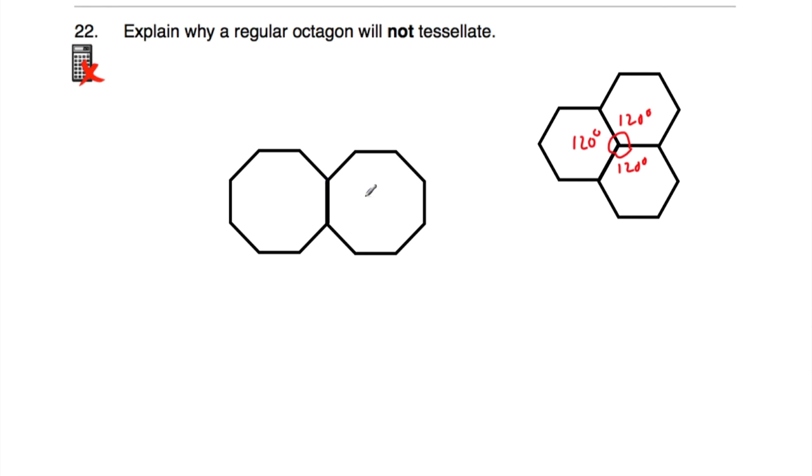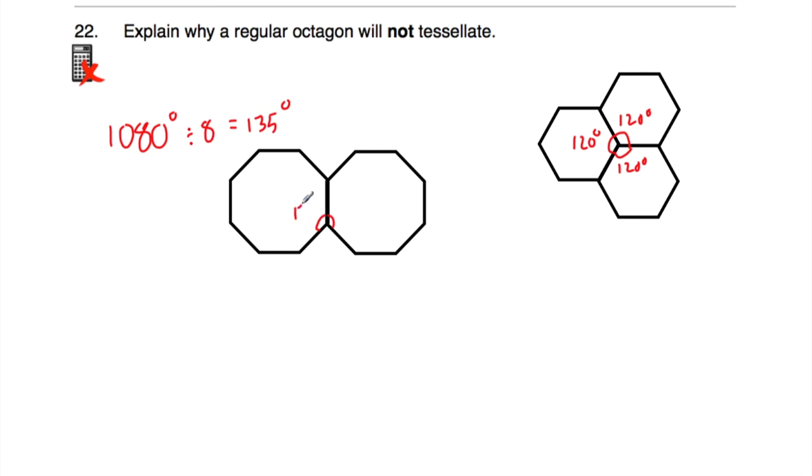Now, in terms of these octagons, they don't tessellate. And the reason is, if we focus on this point here, we've got this angle and this angle, and let's see what these angles are. In this octagon, the interior angles will add together to be 1080 degrees. If we divide that by eight, the number of interior angles, that's equal to 135 degrees. And we've looked at that previously in this video.